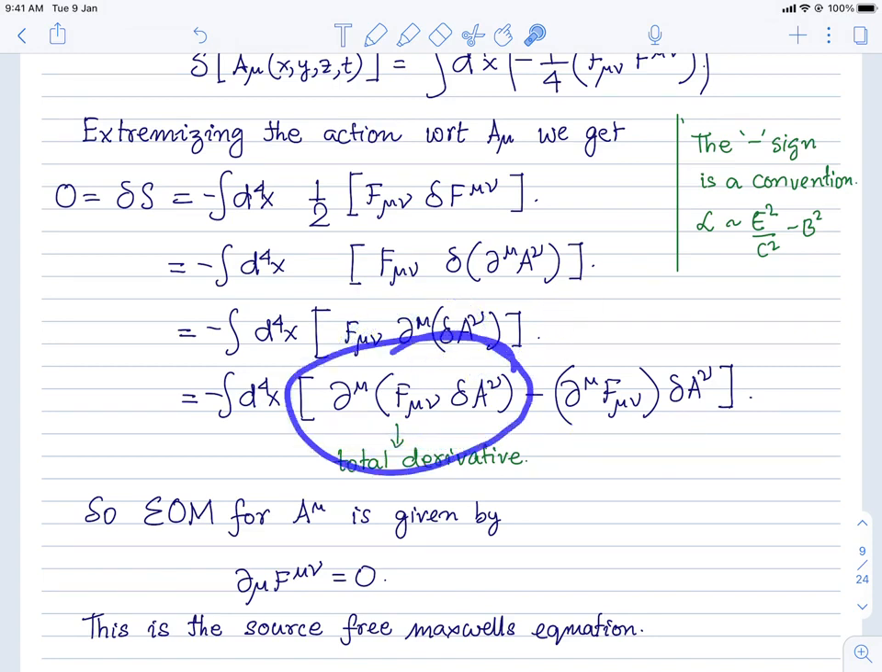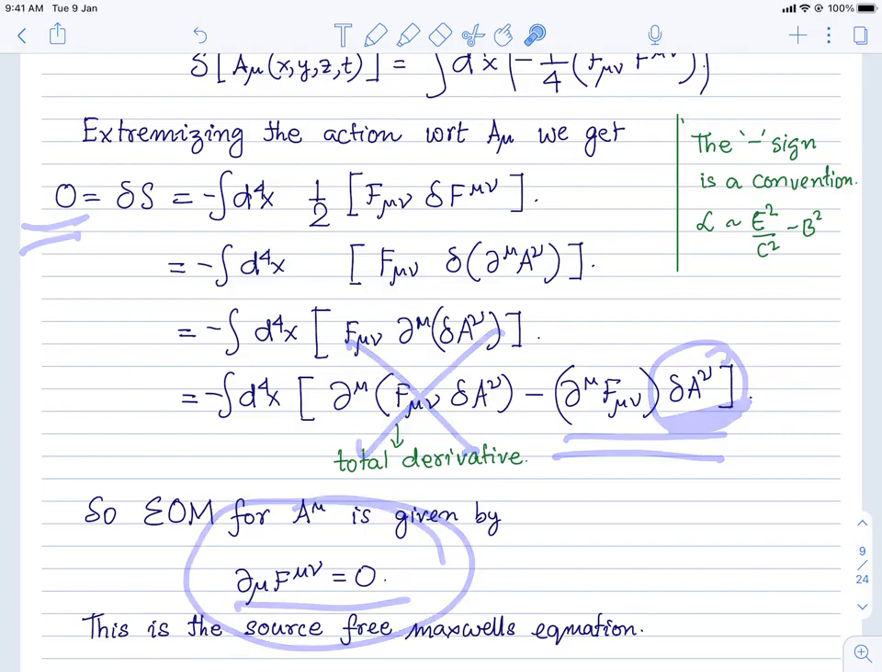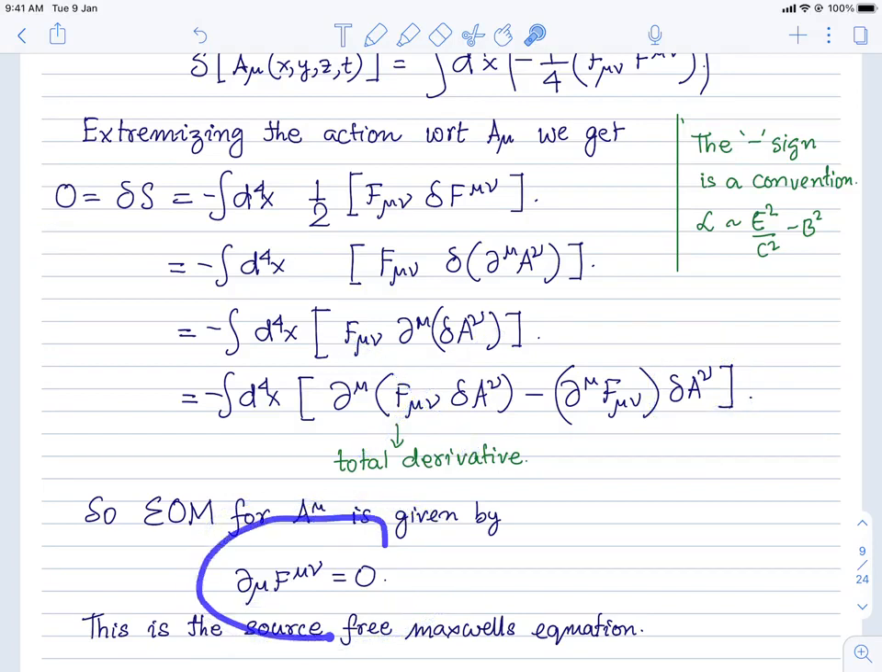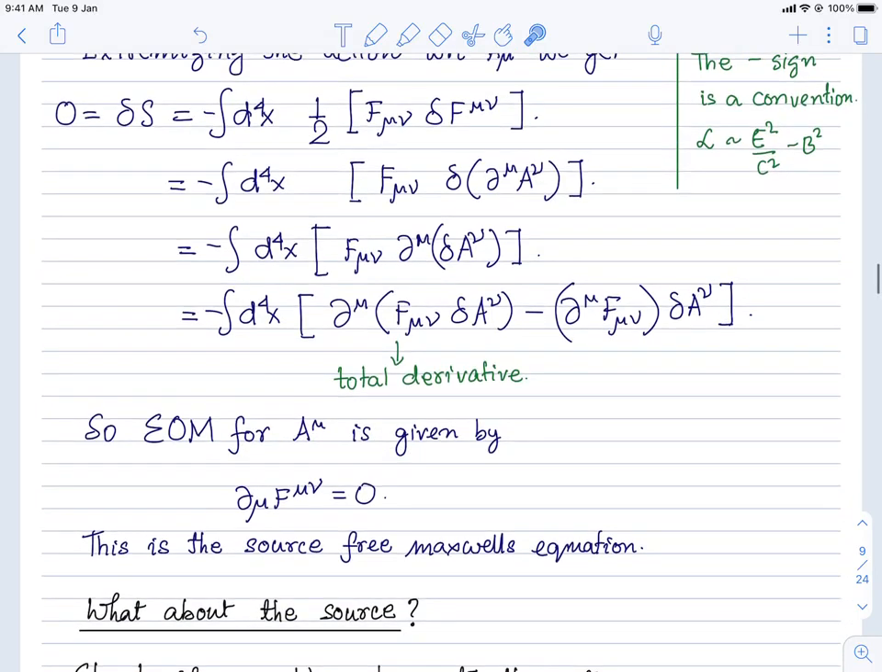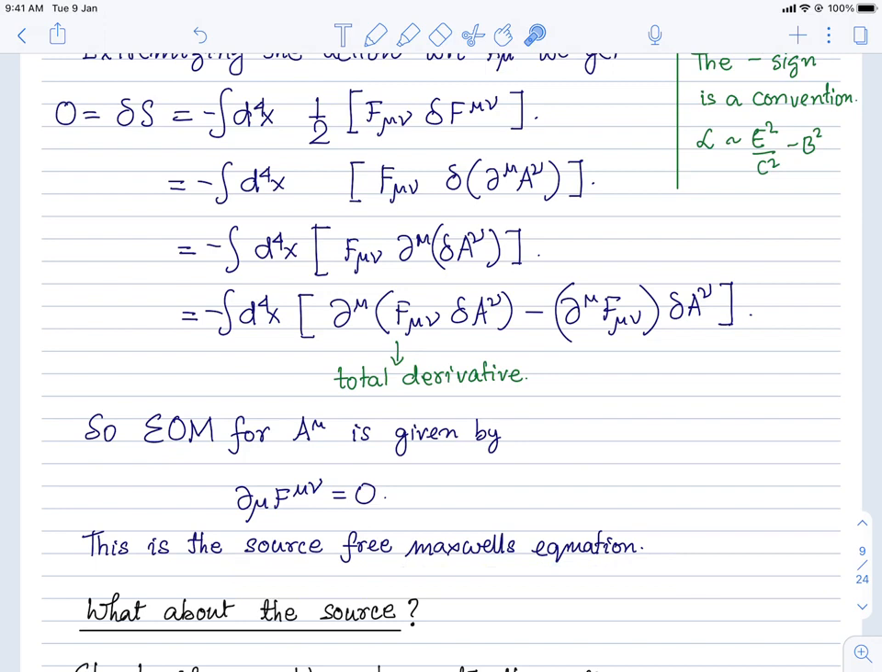This term is a total derivative, and again, if we say that the variations vanish at the endpoint of space-time, then you can forget about this term, and you are left with this one. And if this has to be equal to 0 for an arbitrary variation of the gauge field A nu, then we must have the equation of motion, which is del mu F mu nu equal to 0. The divergence of the F field strength is equal to 0, and this is precisely the source-free Maxwell's equation. So in some sense, symmetries and the criterion that we want a two-derivative theory constrain the dynamics of the gauge field to an extent which is this thing.